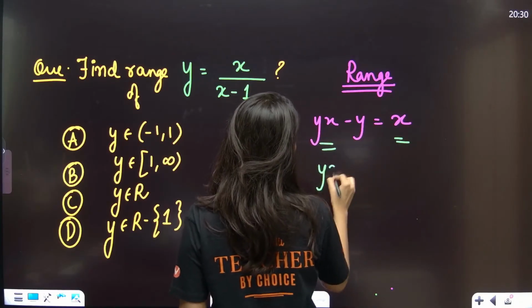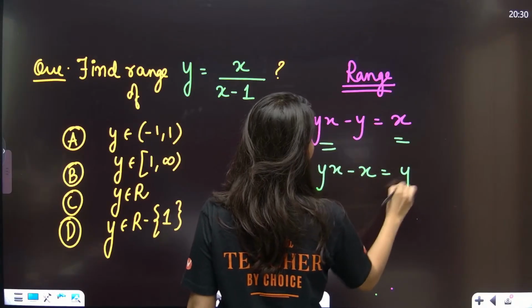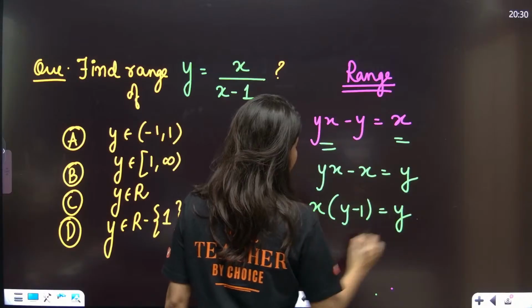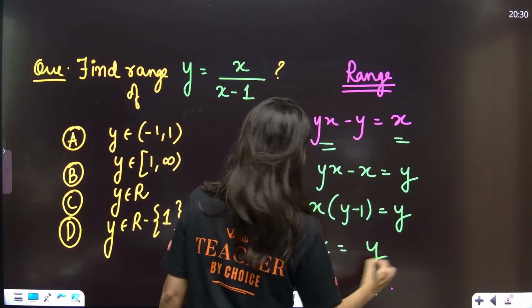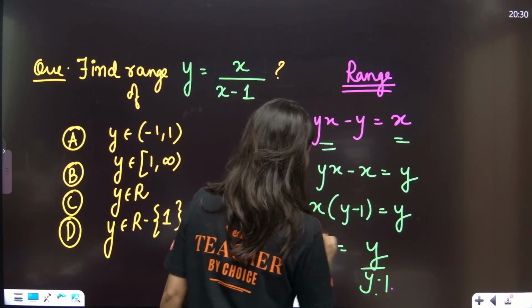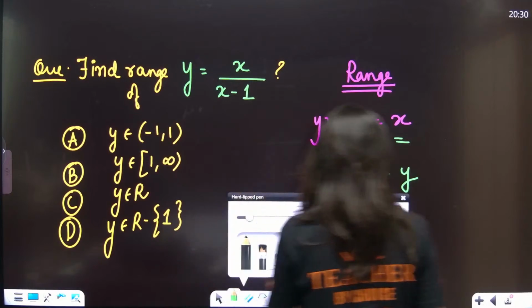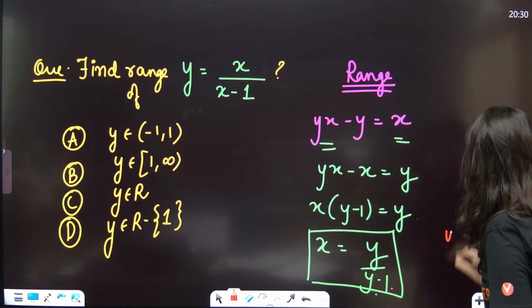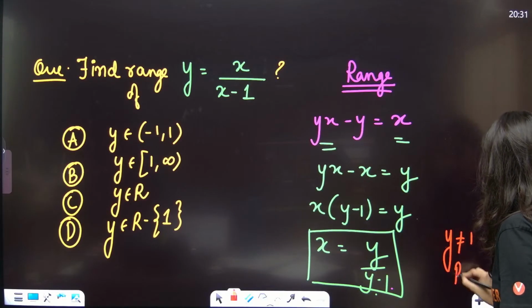So yx minus x is equals to y. x times (y minus 1) is equals to y. So clearly x is equals to y upon y minus 1. Now similarly, the way you calculated domain, same way you can calculate range here. y cannot be 1. So your range will be what?